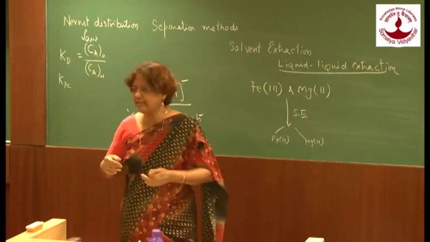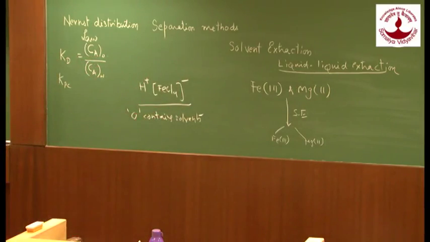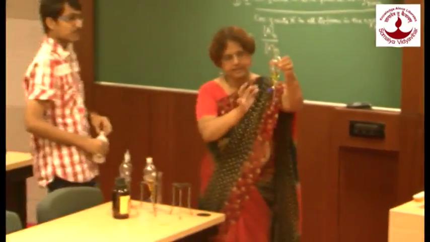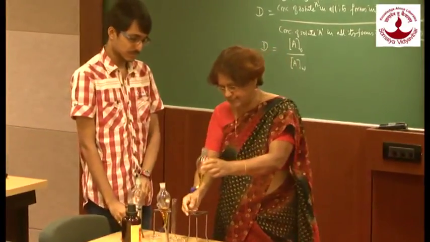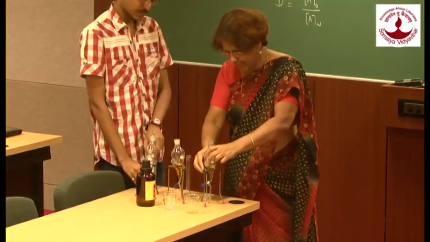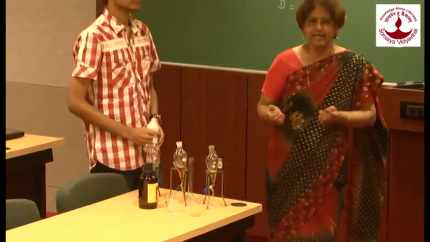Now, in this particular case, once again, I call upon Yash. This is the extracted iron. This iron now we want to estimate. We want to estimate the iron present in the organic phase, so we will use a backstripping agent. Now, how to make the choice of the backstripping agent?